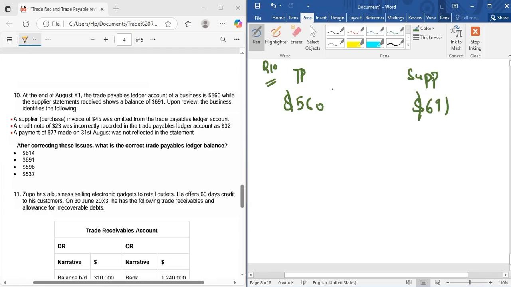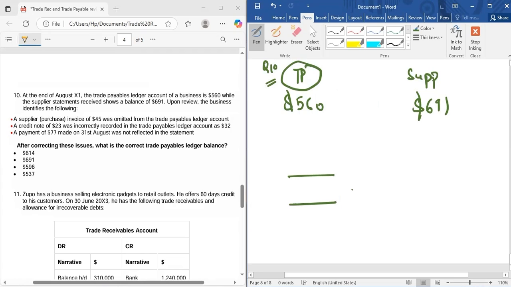So now we will review the difference. Why is this difference coming? This should be the same. So we will discover the differences. After correcting these issues, what is the correct trade payables ledger balance? So again, we have to correct our trade payables ledger and tell what is the corrected amount.